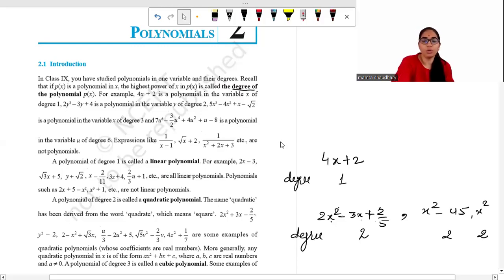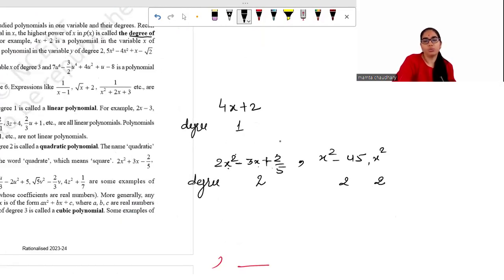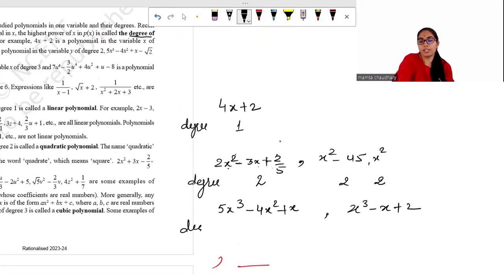Let's consider one more example, which is 5x cube minus 4x square plus x. Or you can consider it as x cube minus x plus 2. Now here see the highest power, and the highest power will define the degree. Here you can see x power 3, x power 2, x power 1. What is the highest power? 3. So the degree will be 3.